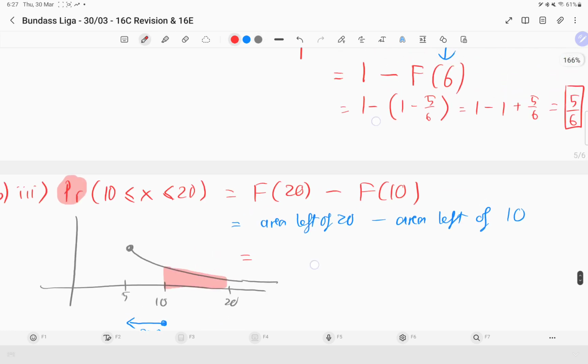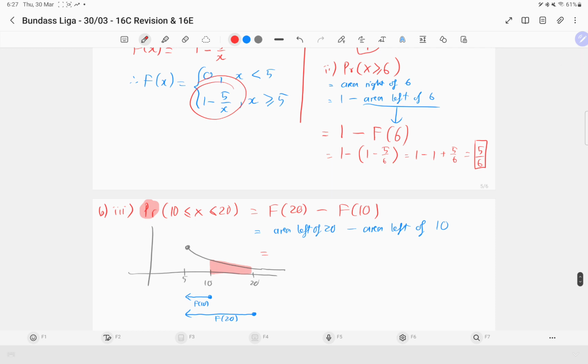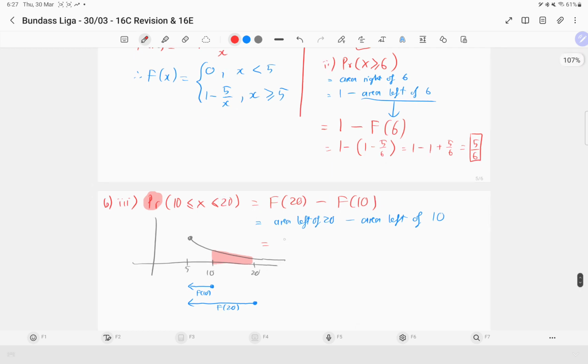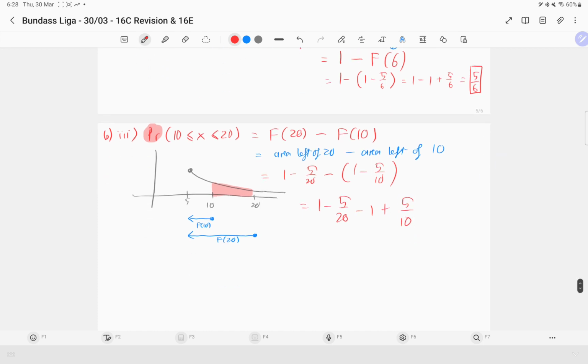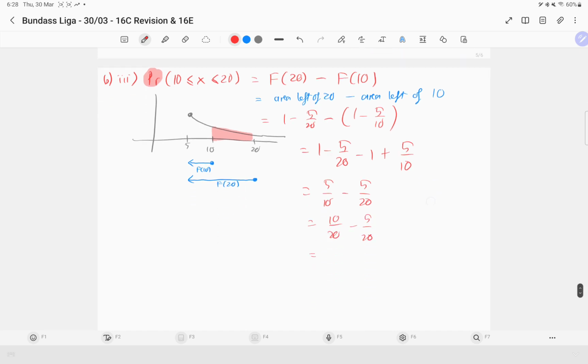So F of 20, it's just sub the value 20 into the big F of x function. Pretty easy at this point. So that would be 1 minus 5 on 20 minus brackets 1 minus 5 on 10. Algebra super easy. It's like 4 or 5 lines for every single question. Just knowing what to apply is probably the hardest part. So that would be 5 over 10 minus 5 on 20, because the other one gets cancelled out. So that would be 10 out of 20 minus 5 out of 20. The answer would be 5 out of 20 or 1 over 4.